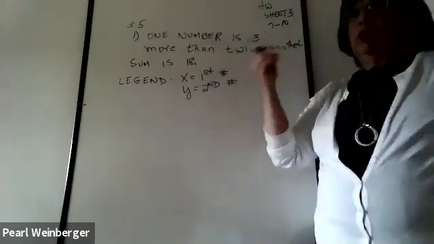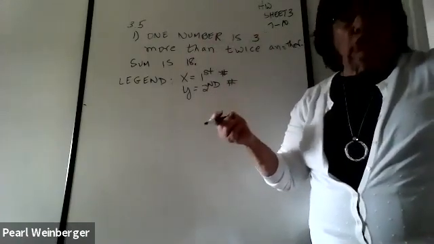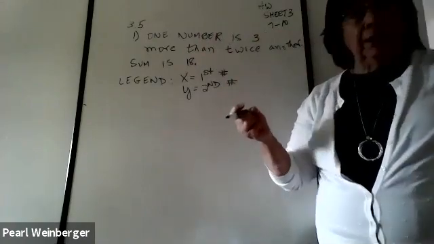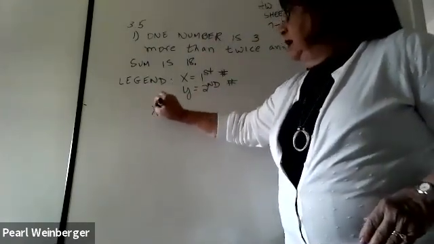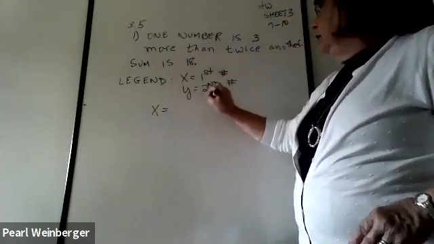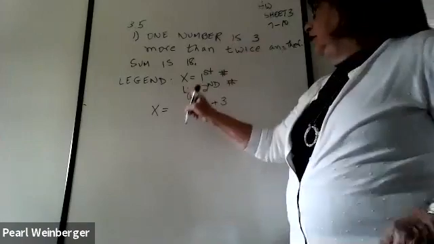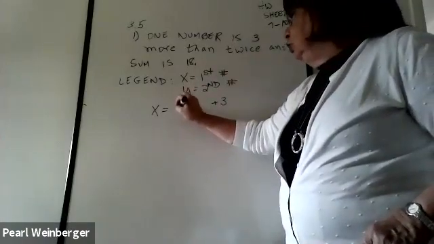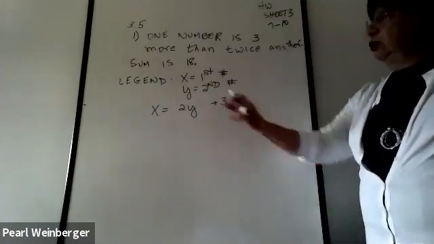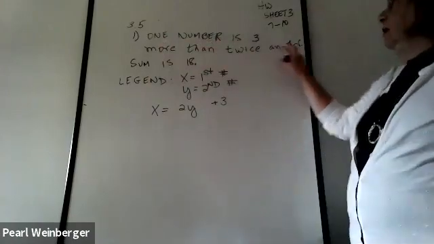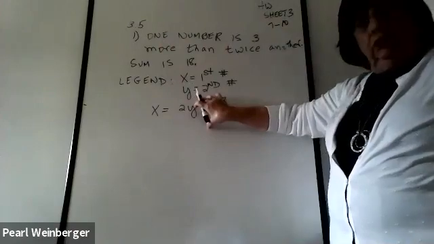Then twice. Now, what does the word twice mean? That's an English word, but it really means 2 times. So we're going to be multiplying. So my first number, my x, is 3 more, so I'm going to be adding 3 at the end. Then twice the other, the second number, so it's going to be 2y. Twice means multiply by 2. So I have changed this statement from English to algebra.